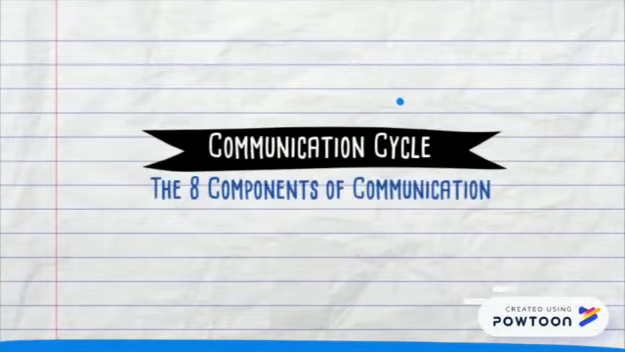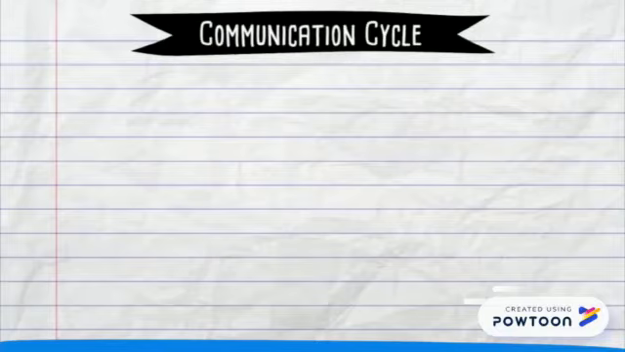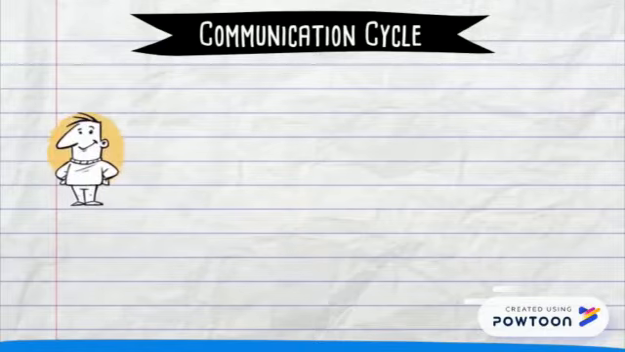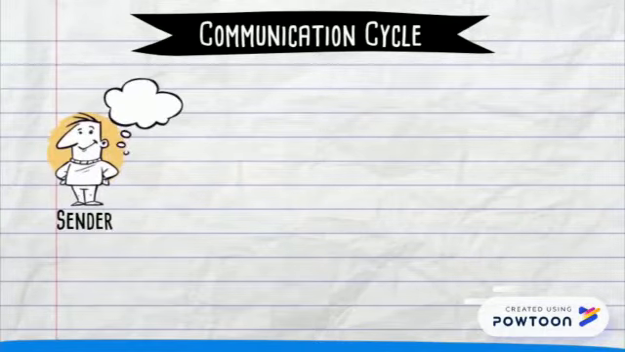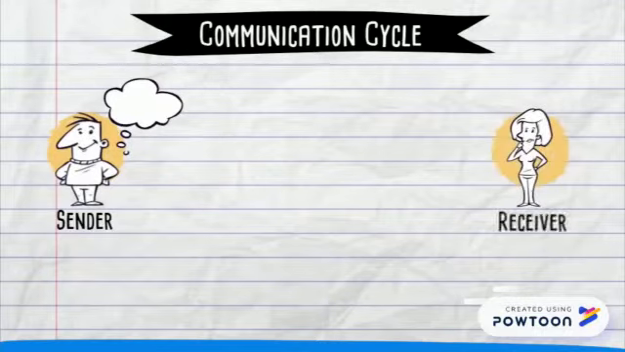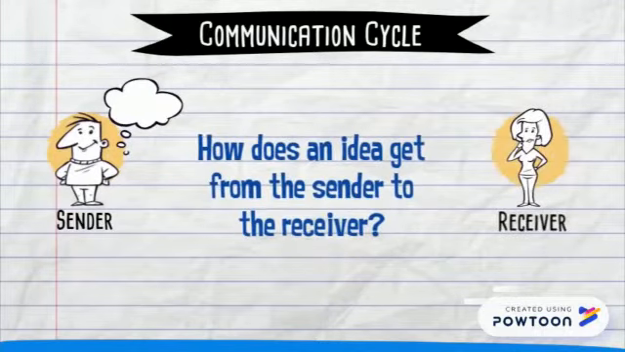Today we're going to talk about the communication cycle, specifically the 8 different components that make it up. Sure, you may not have heard of the communication cycle before, but some of these components are going to seem pretty familiar. To begin, we always start with the sender, who has some kind of idea that he is trying to get to a receiver. So that begs the question, how does an idea get from the sender to the receiver?